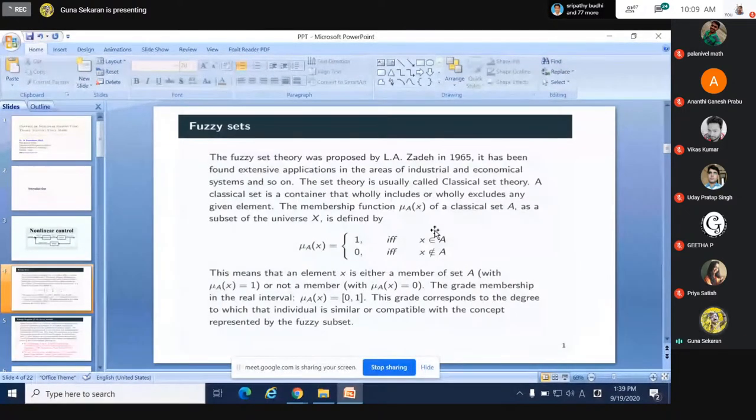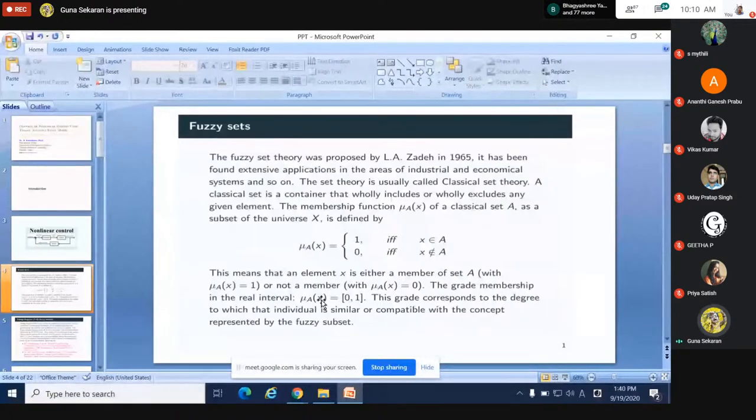The membership function mu A of a crisp set A, as a subset of the universe X, is defined by mu A of x equal to 1 when x belongs to A, and equal to 0 when x does not belong to A. That means when the proposition is true, the value is 1, and when it is false, the value is 0. This means that the element x is either a member of set A with the maximum membership, mu A of x equal to 1, or not, with membership mu A of x equal to 0.